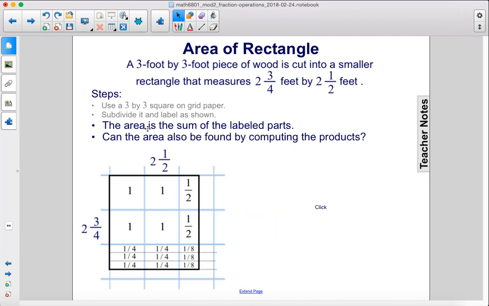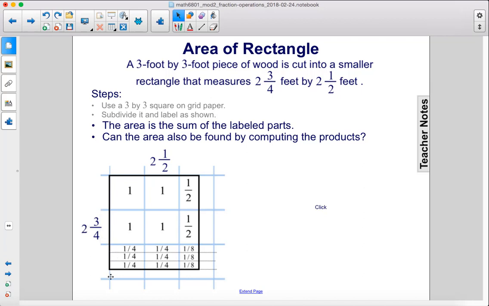Alright, so the area is the sum of the labeled parts. You can see how we labeled them. So we had a full unit here, a full square unit here. We have half of a unit here. Same with this row, 1, 1.5. And then we have 2 3/4 on this side.